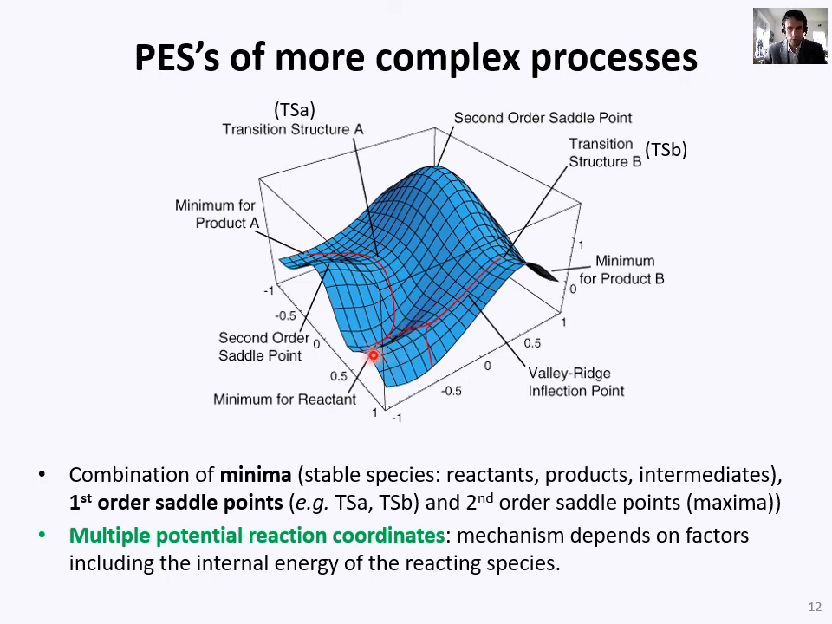Okay, so here, for example, if you start here, reactant, you've got a minimum for reactant, you can go this way and you end up in product A. You can go this way, you end up in product B. Okay, and this is the transition state for that type of reaction. This is the transition state for that type of reaction.